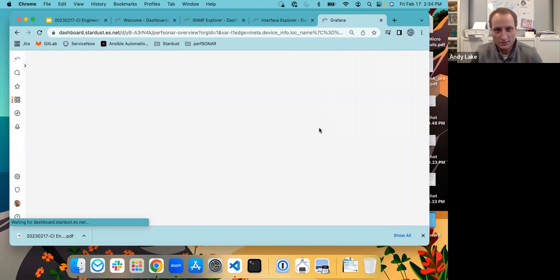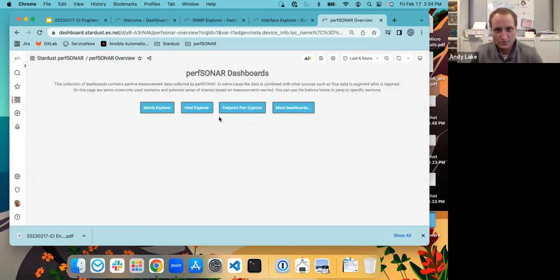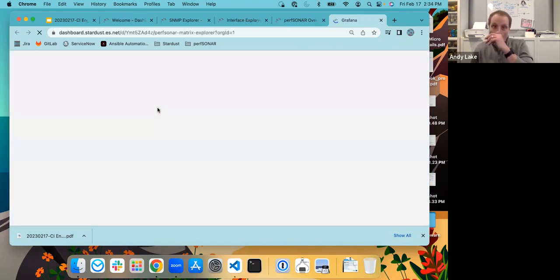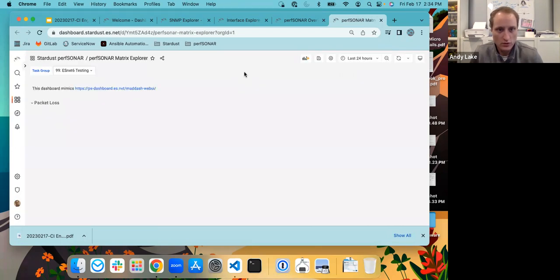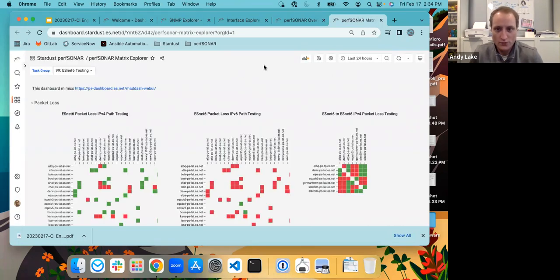Anyways, instead of waiting for all that again, let's just jump into this. If you're familiar with perfSONAR and you use the tool we call Mad Dash, basically we've recreated Mad Dash on this dashboard here. Okay, so you'll see we have this dashboard here.